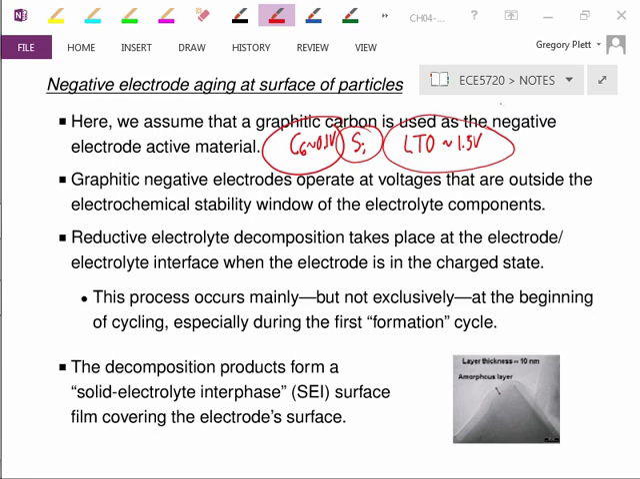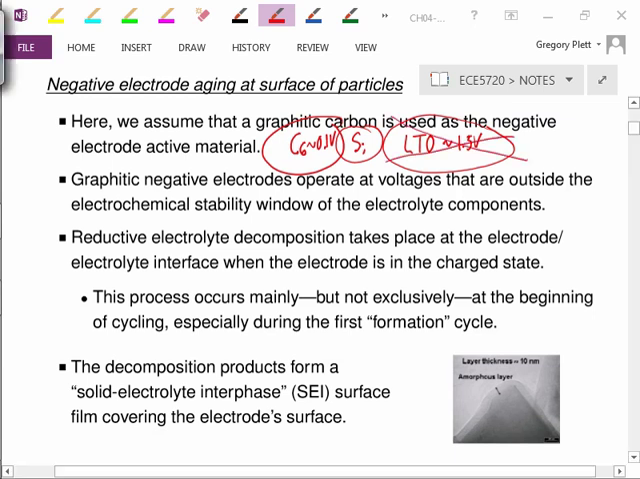So we're not talking about LTO or silicon in this section. We're really focusing on carbon, because that's what's used now and it's what's likely to dominate for the foreseeable future. But there are alternatives on the horizon that will be used at least in specialized applications, and maybe they'll even take over eventually. That remains to be seen.